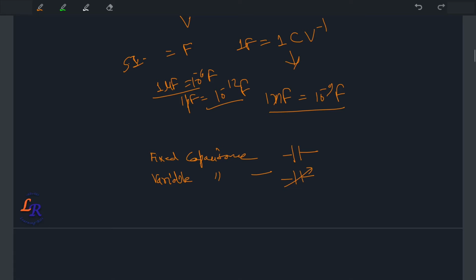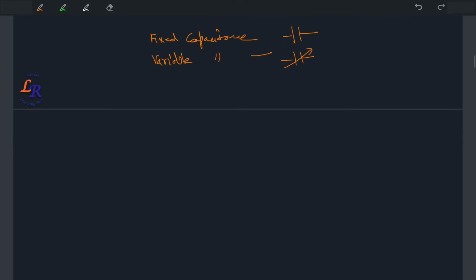Also, the good point here, as you can see from our definition, C is equal to Q by V. So it means that for a given capacitor, a very large capacitor can hold a very large amount of charge at a very low potential, right? Because it is inversely proportional to V. So it has a very good practical significance.